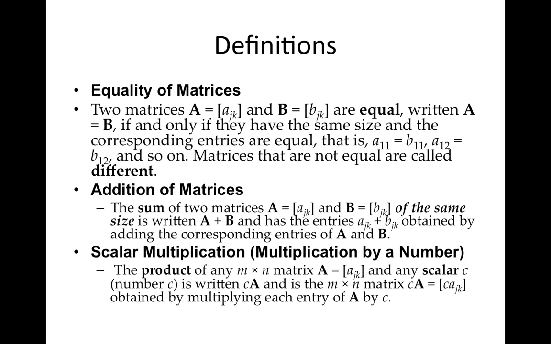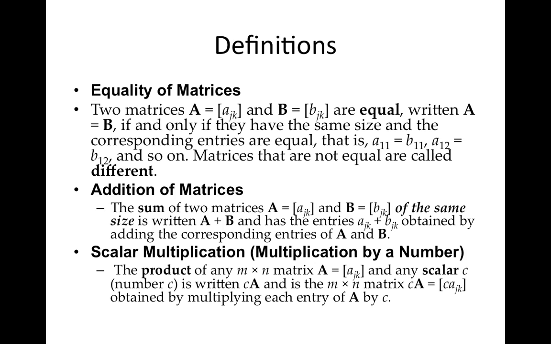We say two matrices are equal if and only if all of their elements are equal and they have the same size. So A is equal to B if A11 is B11, A12 is B12, and so on. If matrices are not equal, we say they're different.